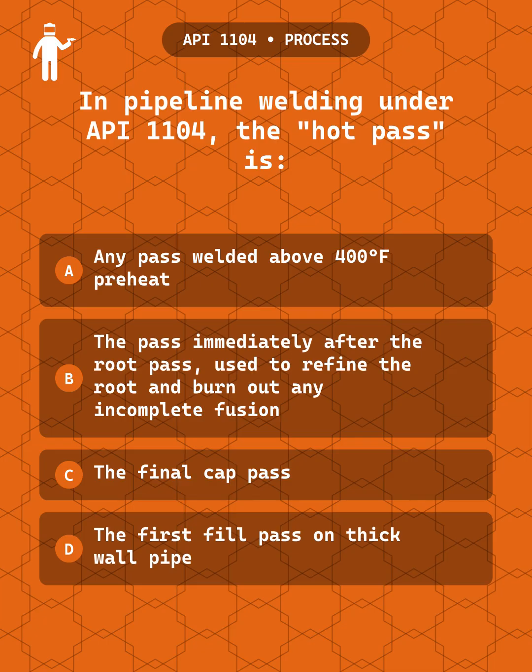Question 1. In pipeline welding under API 1104, the hot pass is A. Any pass welded above 400 degrees Fahrenheit preheat. B. The pass immediately after the root pass used to refine the root and burn out incomplete fusion. C. The final cap pass. Or D. The first fill pass on thick wall pipe.